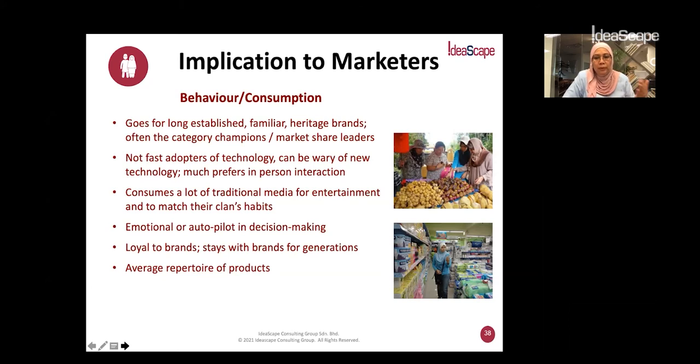Most of the time when they are making decisions, it's either autopilot or simply because I like the color or I like the packaging. And they tend to be very, very loyal. So if you get them into your brand repertoire, into your brand portfolio, you will most likely have them for the next couple of generations. Yeah.